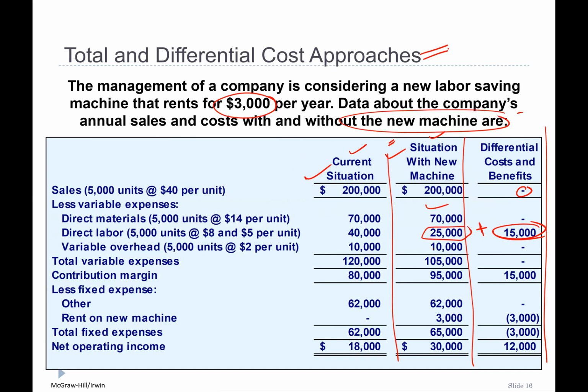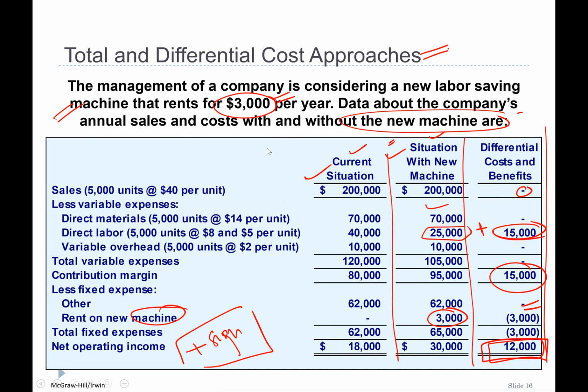So variable overhead is the same. If you see, contribution margin has increased using this machine. The only thing is that we need to pay rent. When we need to pay rent here, it's a cost. So you see that by having this machine, it's going to give us 12,000 benefit. So this is a positive sign for the manager to decide that he should rent the machine. Understand?